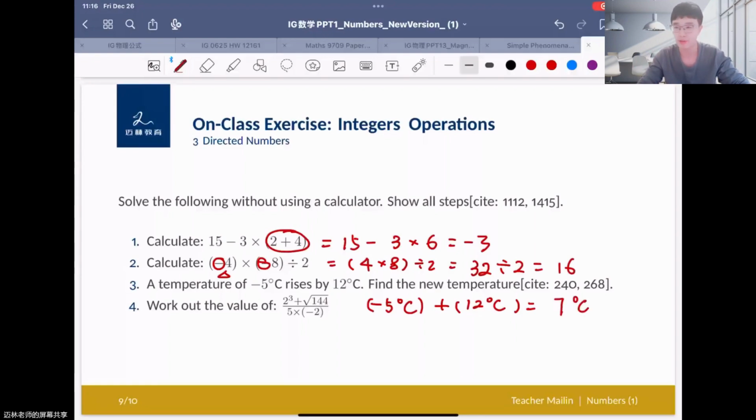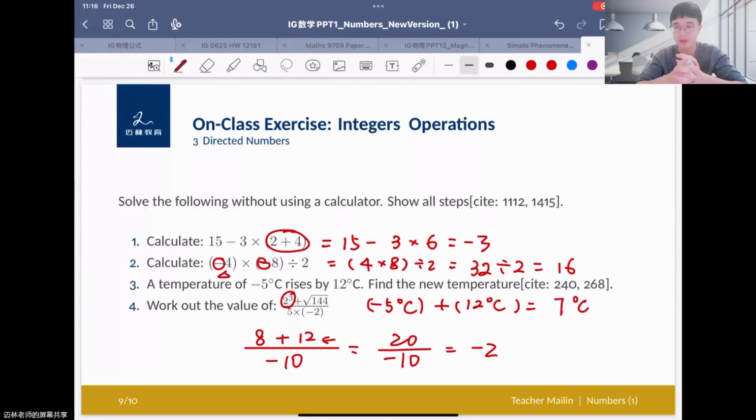And for the last question, you work out the value of 2 cubed plus square root 144 over 5 times -2, right? Using a calculator, you can find 2 cubed, the answer is 8, and the square root of 144 is 12, and this is divided by 5 times -2. And this answer is -10, okay? So you can find this is 20, and here's -10, and the final answer is -2. So this is how to calculate this problem.